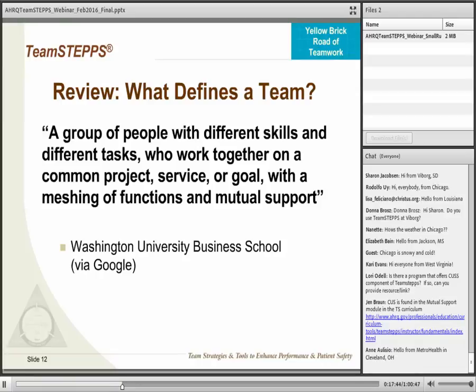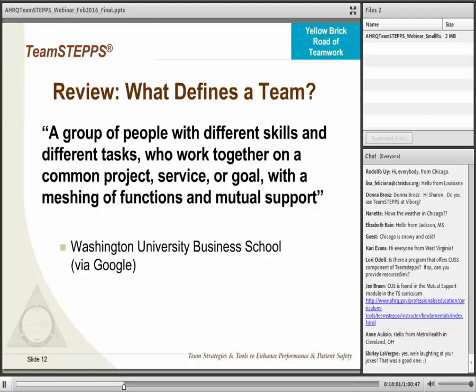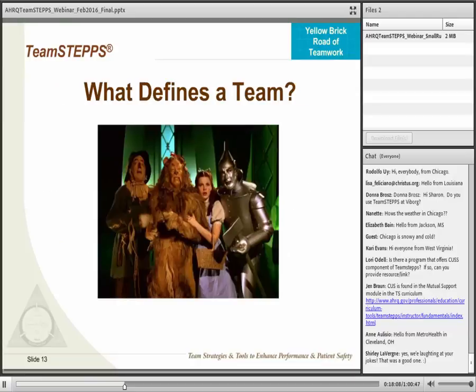When I was developing this, I said, okay, I don't want to use the true TeamSTEPPS example, so I want to diffuse it. I want to show them that you can apply this in any situation, any organization, any subset of an organization. It doesn't matter. Is it a hospital? Is it a car garage? Is it whatever it is? So I went looking for the best example of a team I could find, and this is what I came up with: the Wizard of Oz.